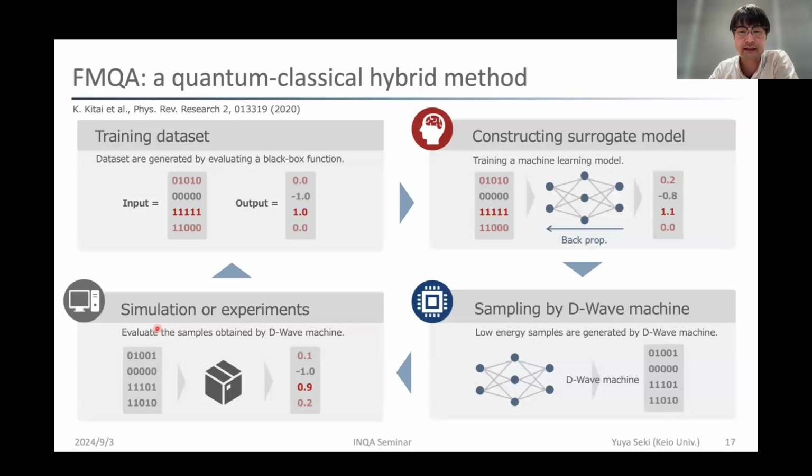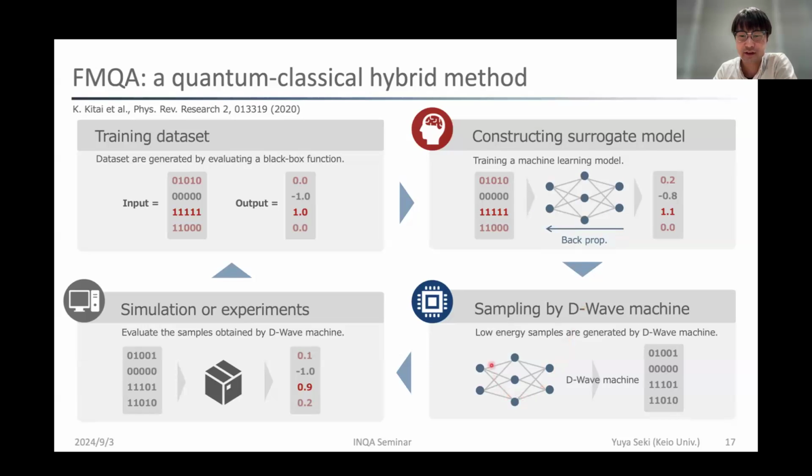Okay, this slide explains the workflow of FMQA to find the optimal solution for the black box optimization problems. First, we need to prepare the training dataset by evaluating the black box function several times, and we can obtain the inputs and corresponding outputs like this. In the next step, we train the factorization machine by using the training dataset obtained in the first step. The training can be done using backward propagation, which is a very basic approach used in machine learning. And we can obtain the factorization machine, which represents the input and output relations of the black box function here.